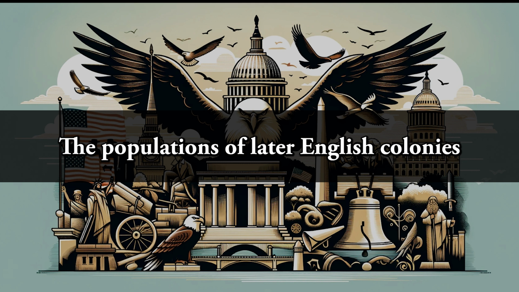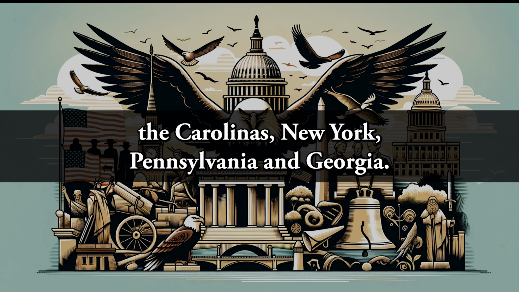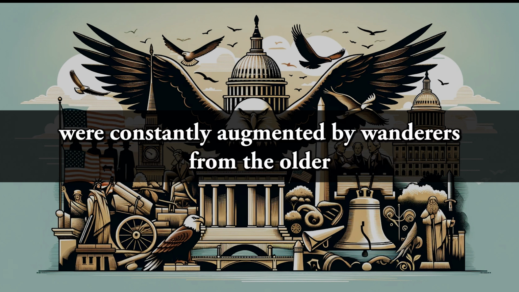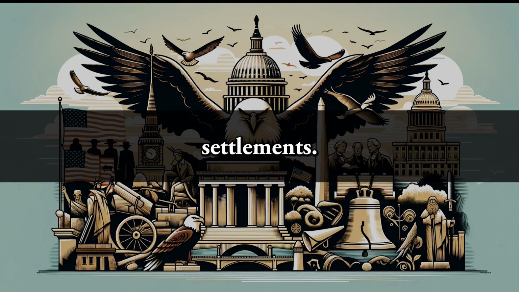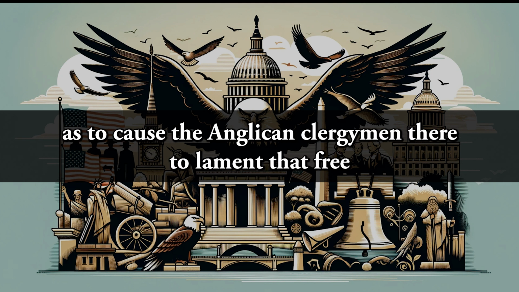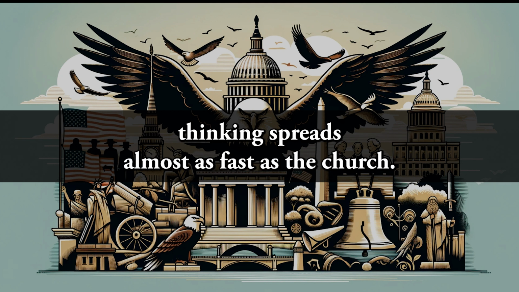The populations of later English colonies, the Carolinas, New York, Pennsylvania, and Georgia, while receiving a steady stream of immigration from England, were constantly augmented by wanderers from the older settlements. New York was invaded by Puritans from New England in such numbers as to cause the Anglican clergymen there to lament that "free thinking spreads almost as fast as the Church."